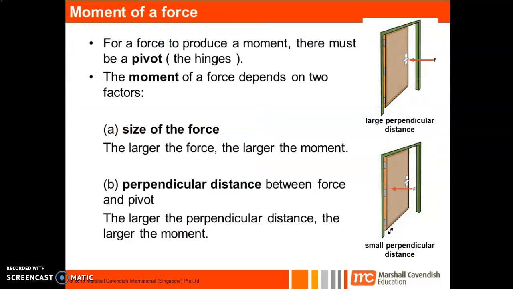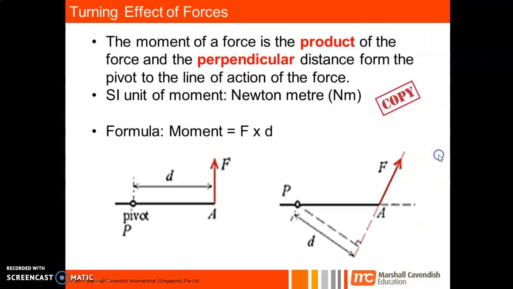For a force to produce a moment, there must be a pivot, and the moment of a force depends on two factors. Number one, the size of the force. Obviously, if your force is larger, the turning effect will also be larger. When you open the door with a larger force, the door will open much wider, so the turning effect is larger. If you use a small force, you will not turn as much. The next factor is the perpendicular distance between the force and the pivot. The larger the perpendicular distance, the larger the moment.